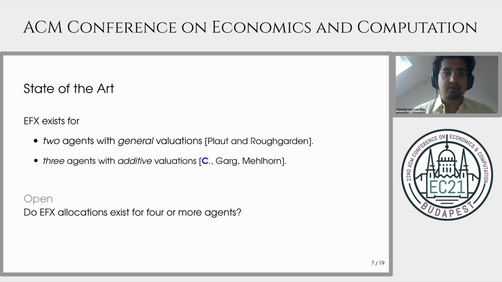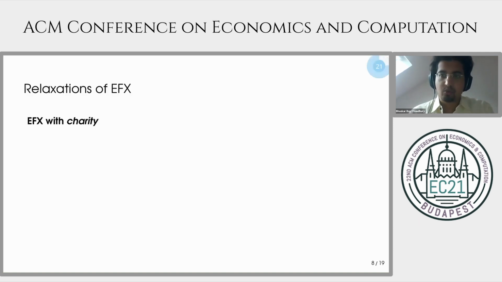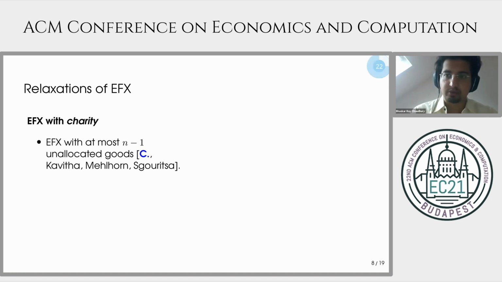Okay, with that said, I would like to say a few words about some of the relaxations. There are more relaxations, but I only mention the ones which are important for the talk. One of the relaxations is EFX with charity, where you do not allocate all the goods. There exists, for instance, an EFX allocation with at most n-1 unallocated goods. In the previous slide, I said that it's open whether for 4 agents an EFX allocation exists. A corollary of this would state that no matter how many goods you have with 4 agents, I can always pick 3 goods which will not be allocated, and the rest of the goods I can allocate such that the partial allocation is an EFX allocation.